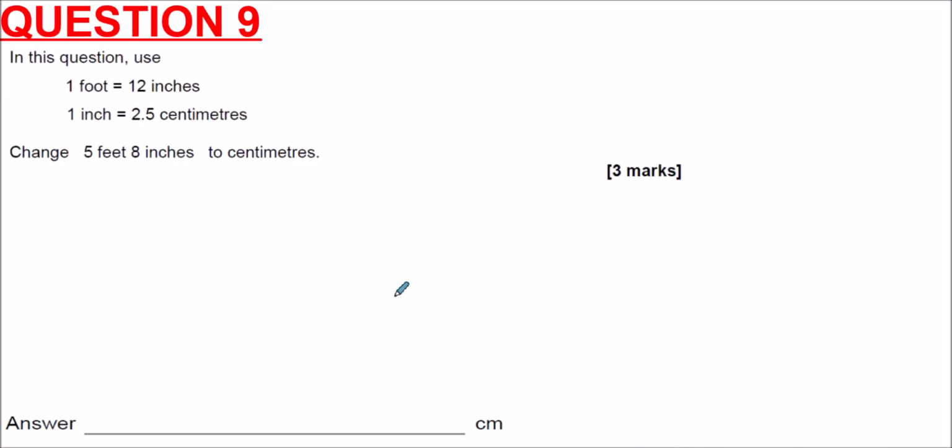Question 9, we need to do a conversion. We need to change 5 feet 8 inches to centimetres. So first of all, if we have a look at these conversions here, we've got that 1 foot equals 12 inches.